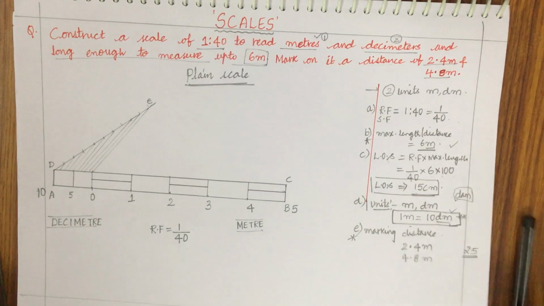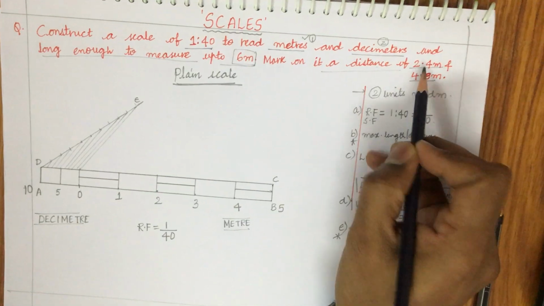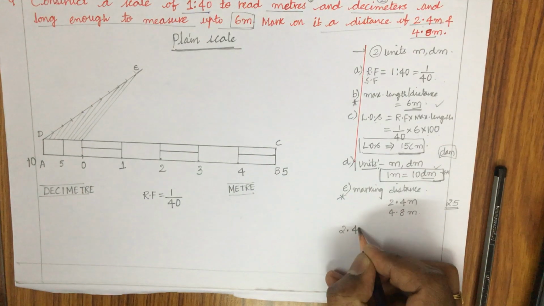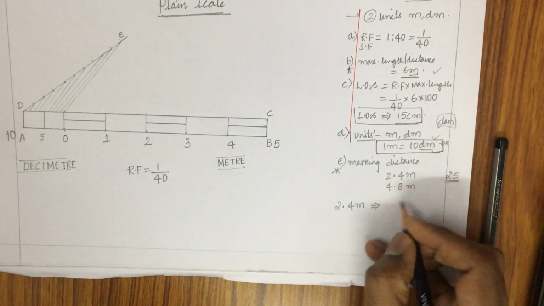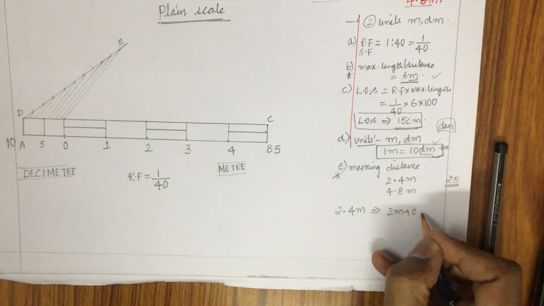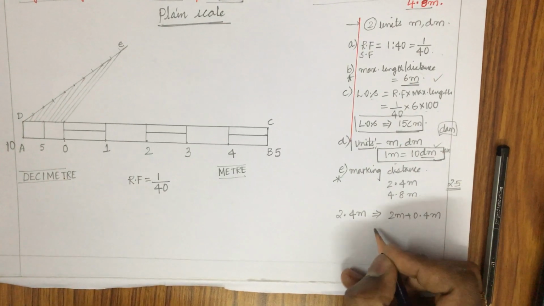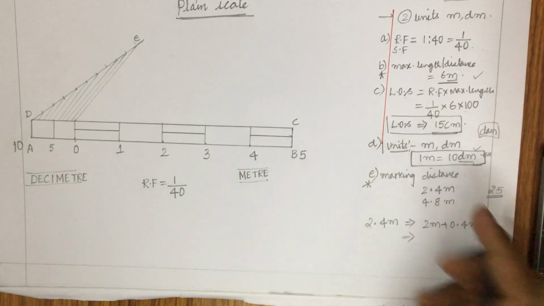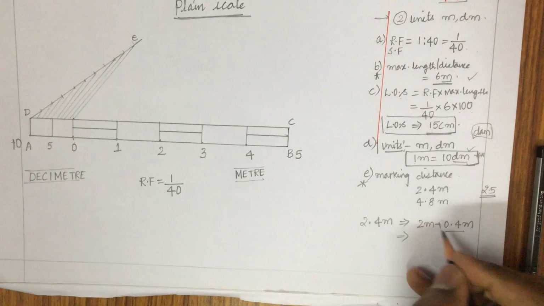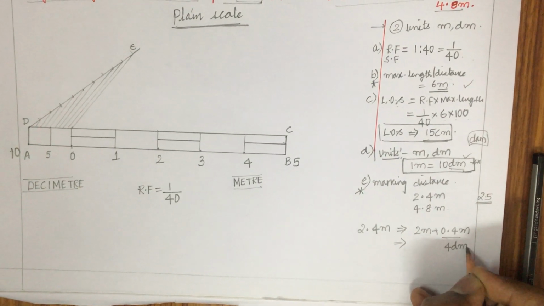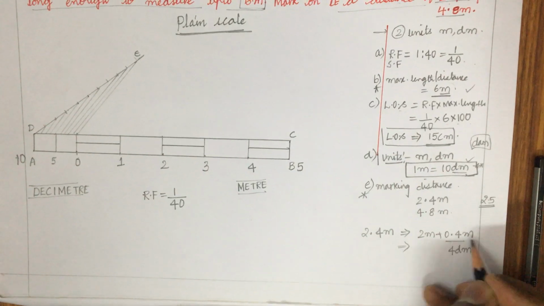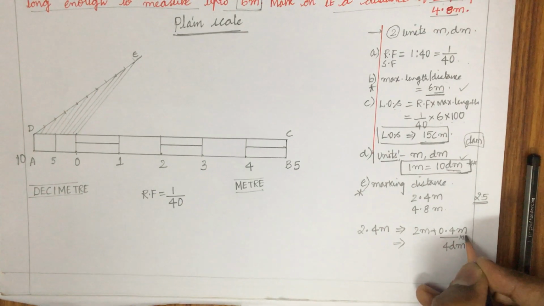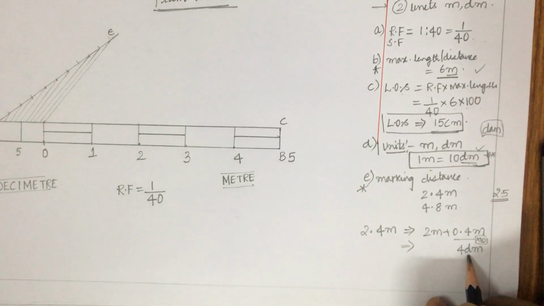Now, later you are supposed to work out the marking distance on the scale. So, what is the marking distance to be here, dear students? This is 2.4 meter. This can be written as 2 meter plus 0.4 meter on the scale. So, 2 meter can be read directly from 0 to 5, that is a meter, whereas 0.4 meter is nothing but 4 decimeter, isn't it? Why? Because 0.4 meter into 10 will give you the decimeter. So, you are supposed to multiply this value with 10. So, this will be 4 decimeter.